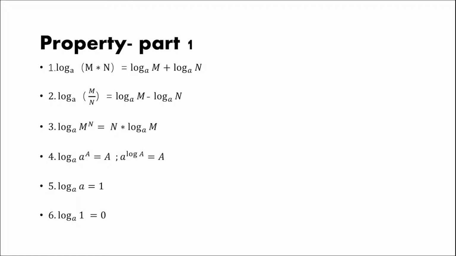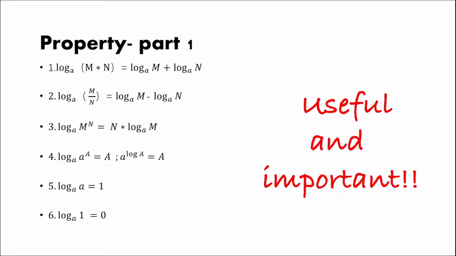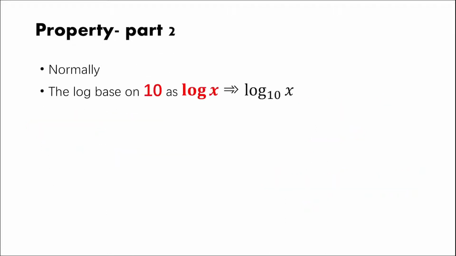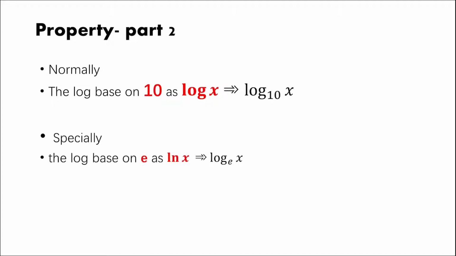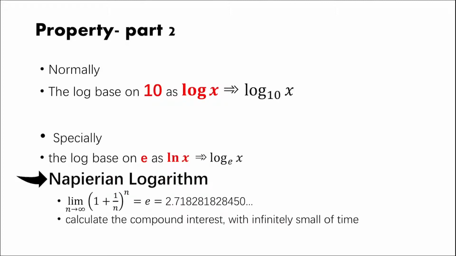These are several properties of the logarithm, which are widely used in complex calculations. Later on, we are going to apply the third formula to solve a question. Normally, we call the log based on 10 log x. Especially, we call the log based on e ln x, which is also called the Naperian logarithm. Here, e is an infinite non-repeating decimal, which was originally used to calculate infinite compound interest.